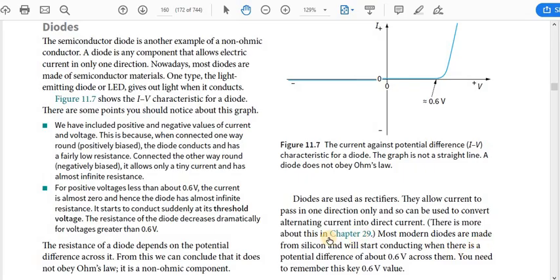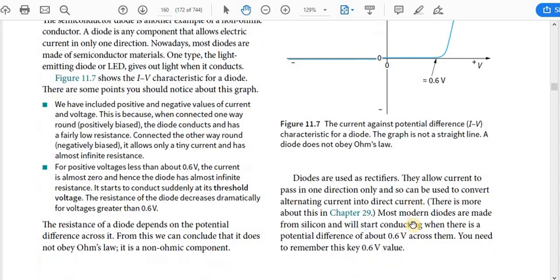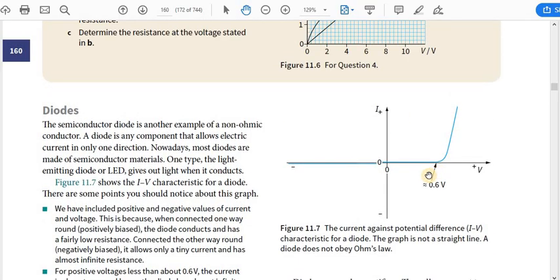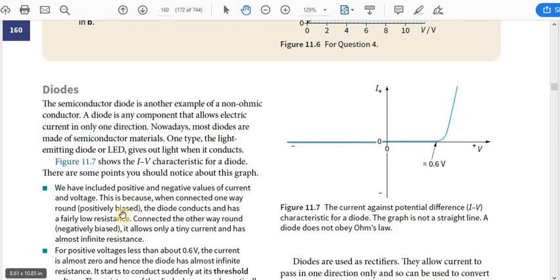There is more about this in chapter 29, so you can refer chapter 29. That's why I told you in the A2 class you will learn more about rectifiers. Most modern diodes are made from silicon and will start conducting when there is a potential difference of about 0.6 volts. So this is what we call the threshold voltage. You need to remember this key 0.6 volt value. I told you it's important that you know the meaning, and you have to remember this 0.6 volt is the threshold voltage. When the voltage is more than this, and if it's positive, if the diode is positively biased, that means connected the correct way around, then it will conduct.